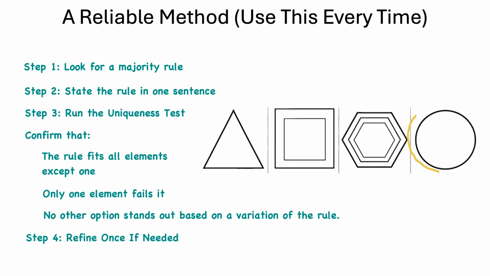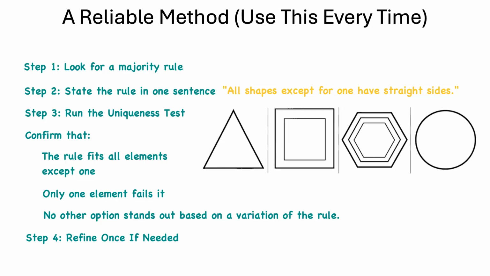But the circle does not have straight sides. So if we move on to step 2 and state the rule in one sentence, remembering to keep it simple and testable, we can say all shapes except for one have straight sides. Then, if we want to run the uniqueness test, let's confirm.